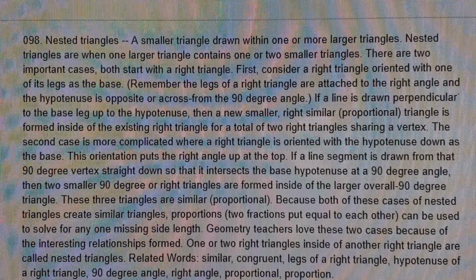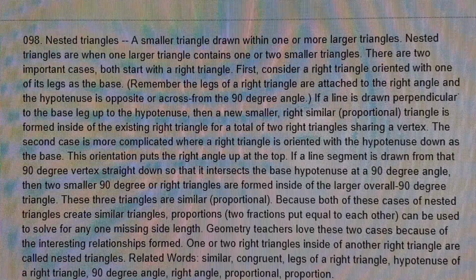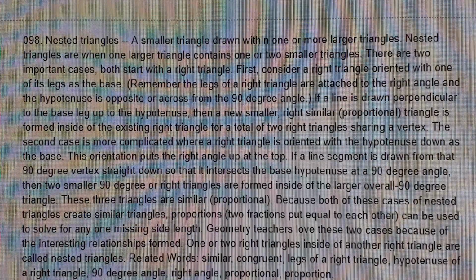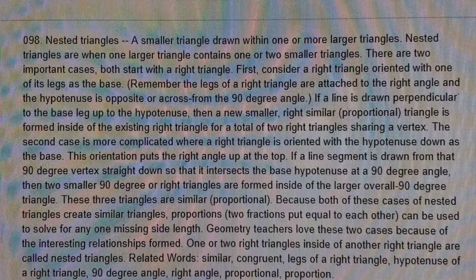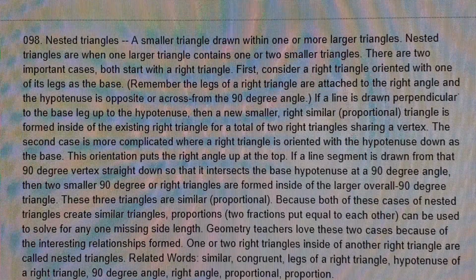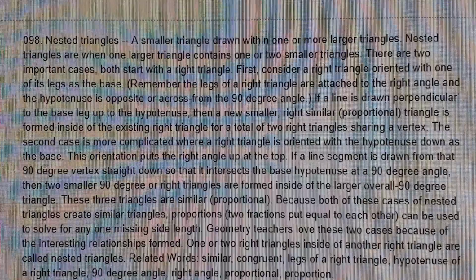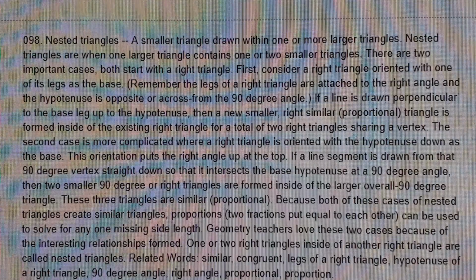First, consider a right triangle oriented with one of its legs as the base. (Remember, the legs of a right triangle are attached to the right angle, and the hypotenuse is opposite, or across from, the 90-degree angle.